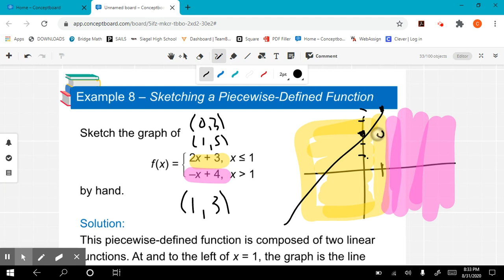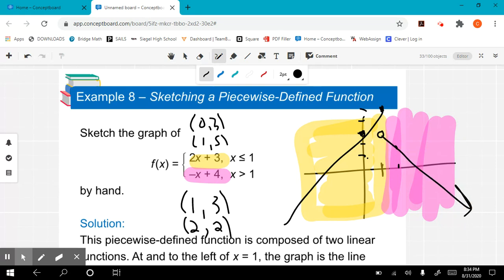Now, what I have to do is at that point, I have to put an open circle because it actually does not include the point 1. And then I can go to 2 to find another point so I can draw this line when x is 2. X is greater than 1, so I'm going to use this. Negative 2 plus 4 is 2, so the point 2, 2 is on that line. So now I'm looking at this.